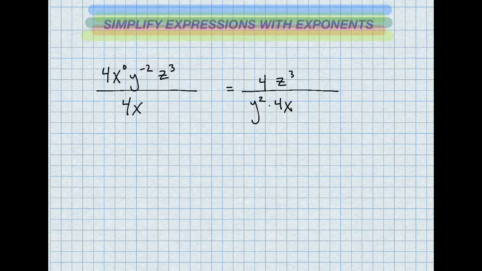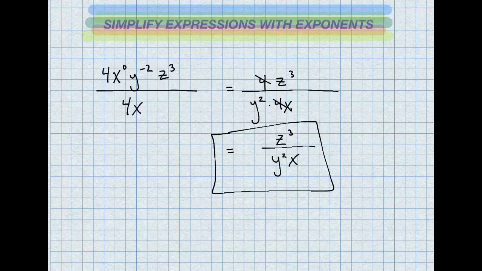Okay, so all we did here is we switched this to a 1. It kind of goes away since everything's being multiplied. And the y to the negative 2 just goes down, reciprocal. So now at this point, what we could do is we could cross out this 4 and this 4, and what we're left with is z cubed on top and y squared x on the bottom. Here's our answer, z cubed over y squared x.